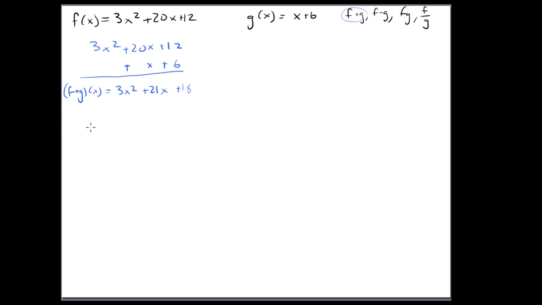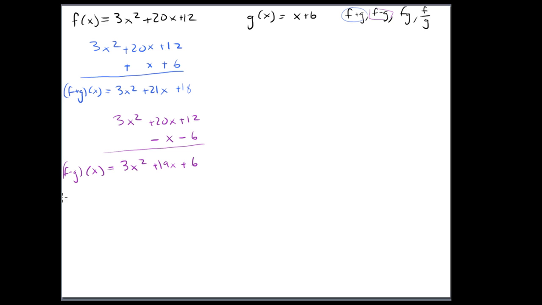All right, let's do the same thing with the difference. We're going to take, for the difference, 3x squared plus 20x plus 12. We're going to subtract x, and we're going to subtract 6. And we'll get 3x squared plus 19x plus 6. And that is f minus g.